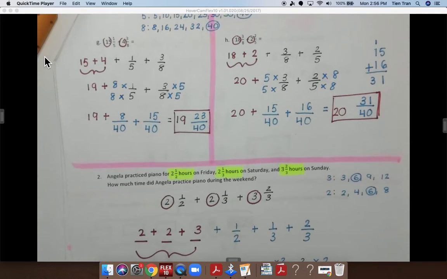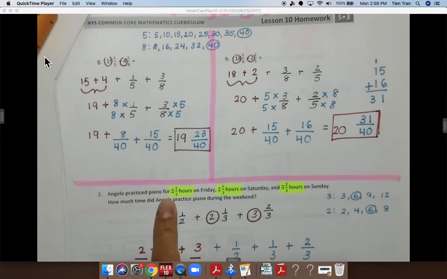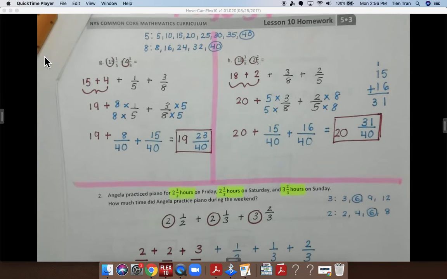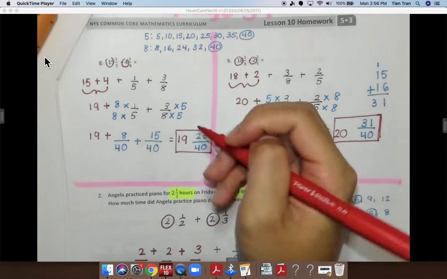Now for problem number 2, it says here Angela practiced piano for 2 1/2 hours on Friday and 2 1/3 hours on Saturday, and 3 2/3 hours on Sunday. How much time did Angela practice piano during the weekend?